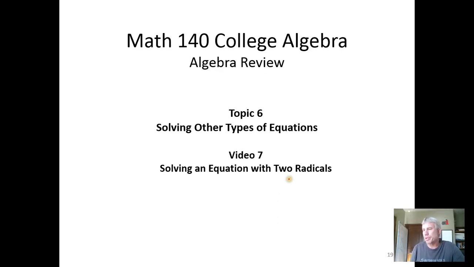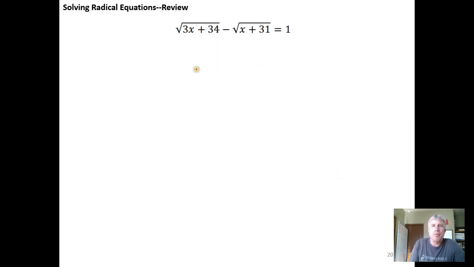So in this video we're going to look at solving equations that have two radicals in them. So here we have an equation that has two radicals. So I'm going to go ahead and rewrite the original equation. And the basic idea here is that you're going to have to square both sides twice.